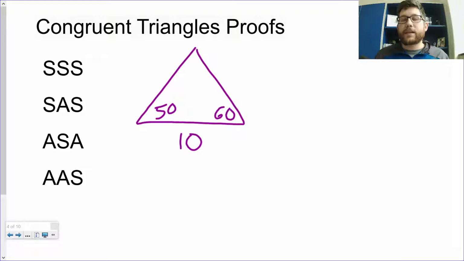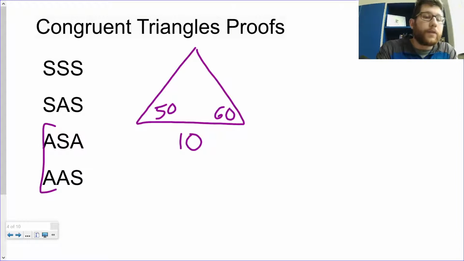Okay, same for side, side, side, or side, angle, side. We know that any other triangle that shares those relationships shares all the other sides and angles. We just have been up to this point unable to solve for them. So what we're going to do is look at a way to solve for the sides and angles of triangles that have either angle, side, angle, or angle, angle, side given to us.